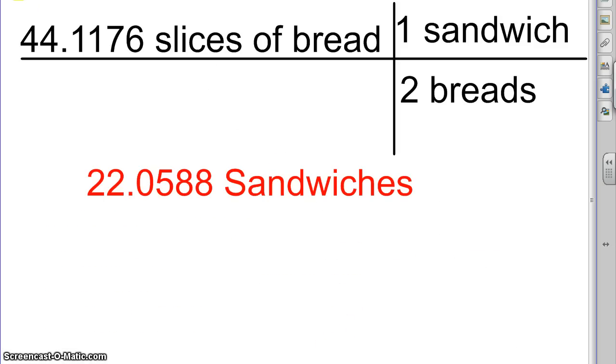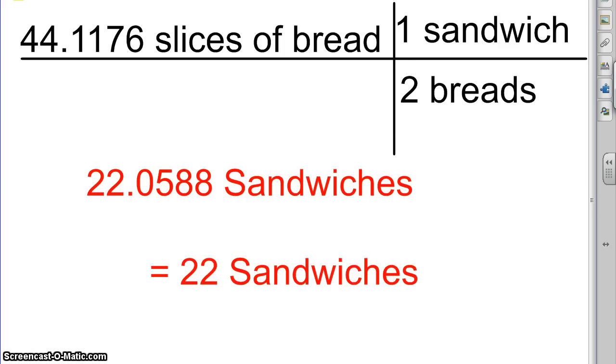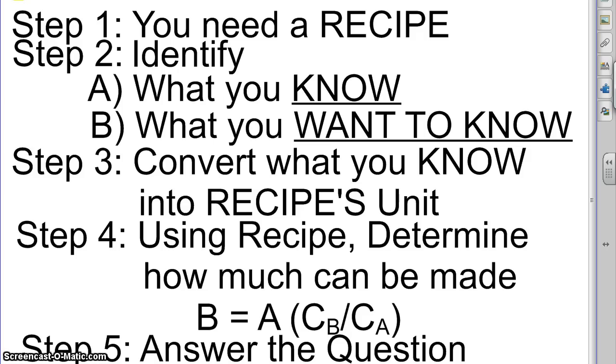So we've done that now. And we get 22 and change sandwiches, which we all know you probably aren't going to make 588 ten-thousandths of a sandwich, so we'll just go ahead and round that off to 22 sandwiches, which actually works with sig figs as well. In any case, we have 22 sandwiches, and now we have to do step 5, the last step of the stoichiometry problem, which is to answer the question.